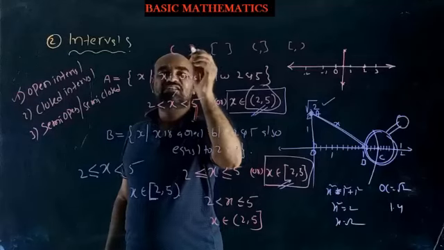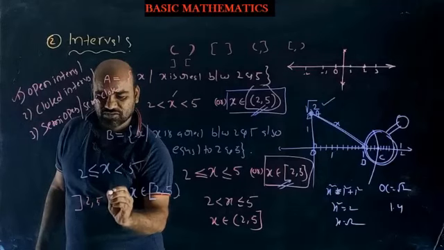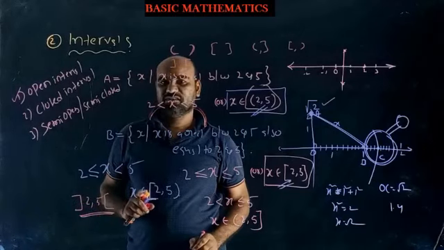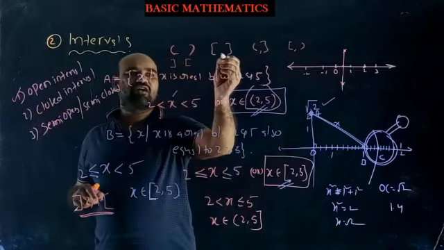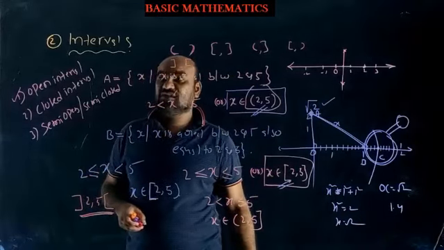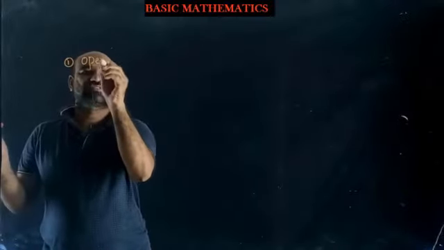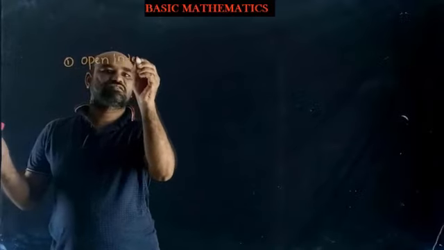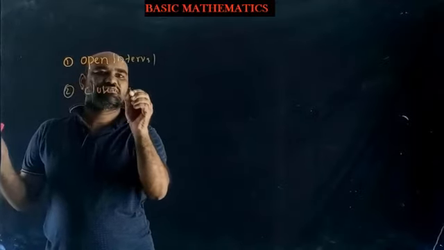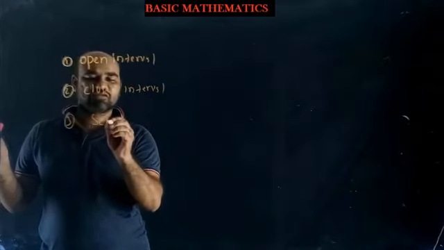Okay, open interval in some books they will write like this: open 2 to 5. Same meaning. X is a real number that lies between 2 to 5, not equal to 2, not equal to 5. Okay, open interval, closed interval, box, closed interval. Next, semi-open, semi-closed. This is the concept of intervals. Open interval. Second, closed interval. Third one, semi-open or semi-closed.